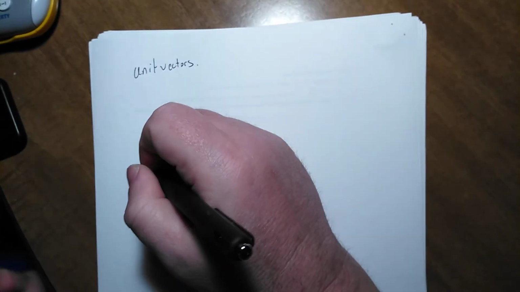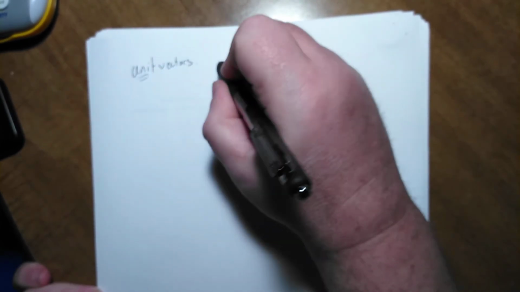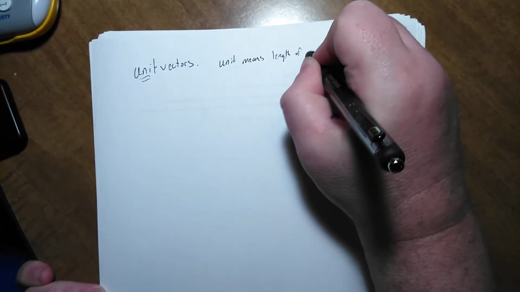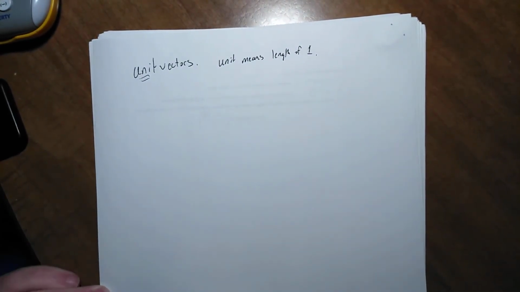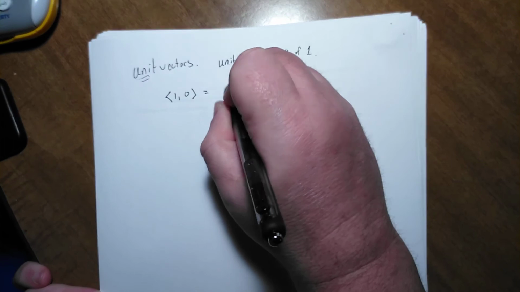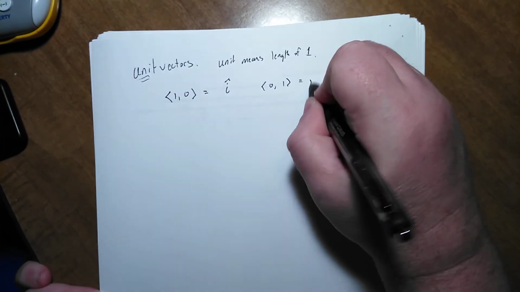So let's talk a little bit about representation and some of the tools you have to do your problems. One of the things we talk about is unit vectors. Unit vectors are special because they have a length of 1. That's what unit in this situation means. Unit means length of 1. And there's 2 special unit vectors that we can bring in right off the bat. We have the unit vector 1, 0, and this is called i hat. We have the unit vector 0, 1, and that is called j hat.